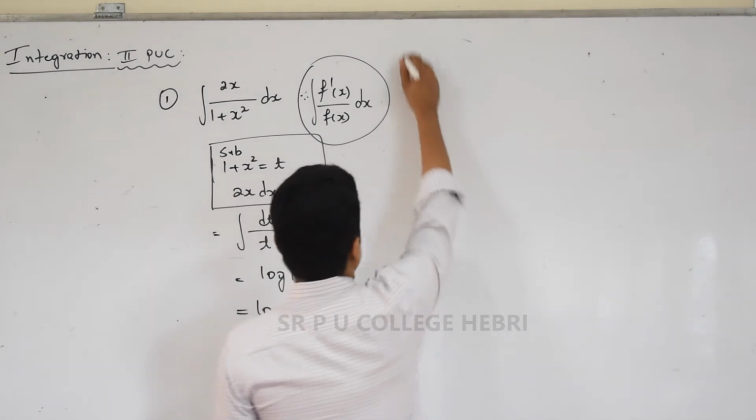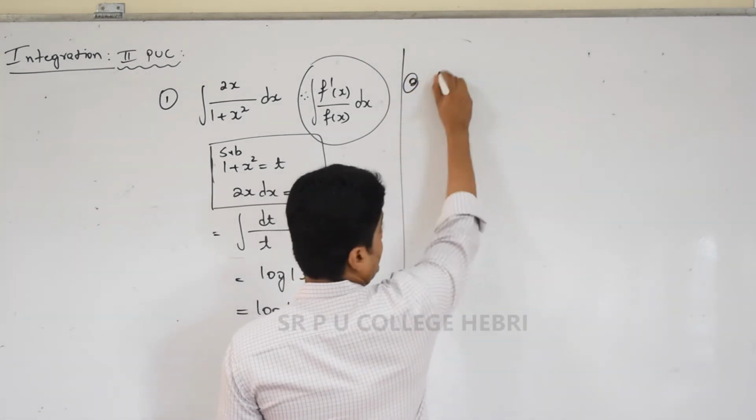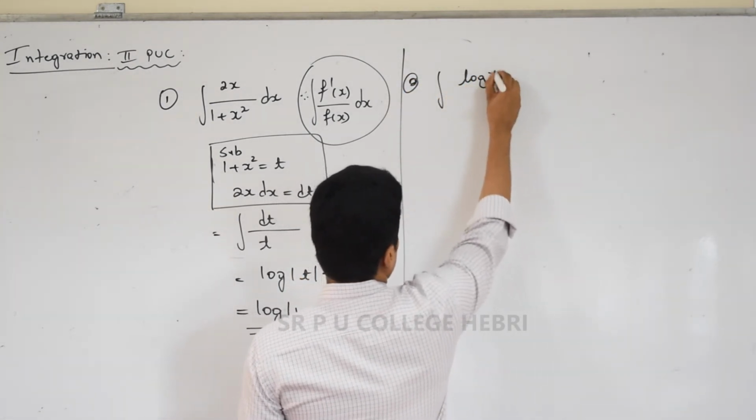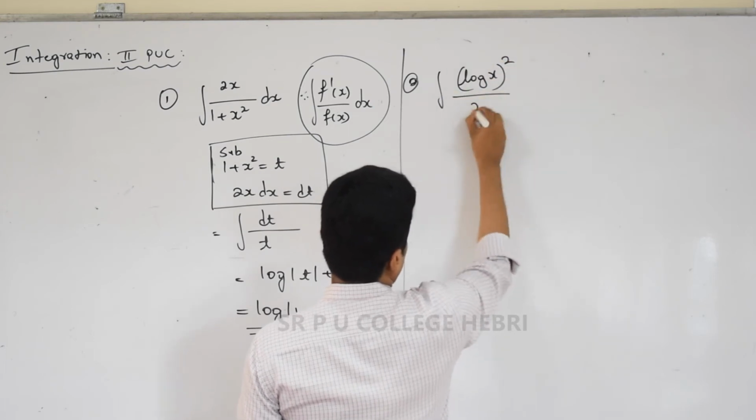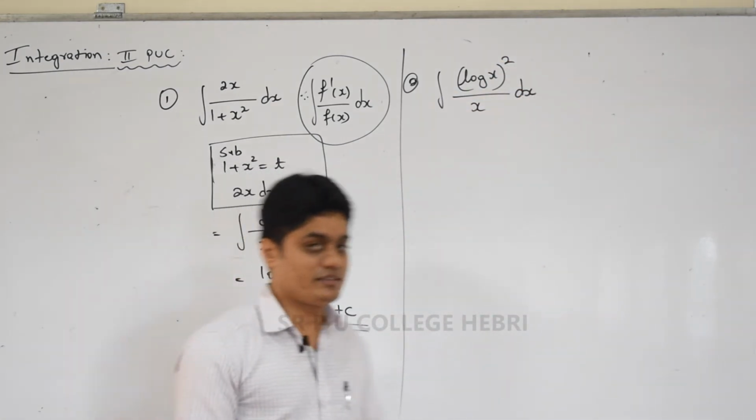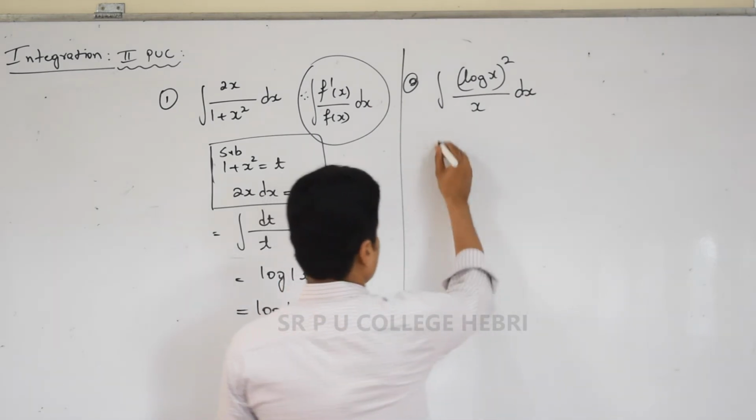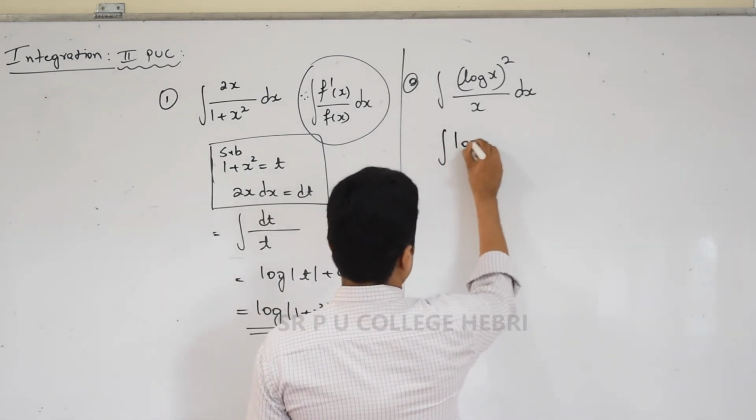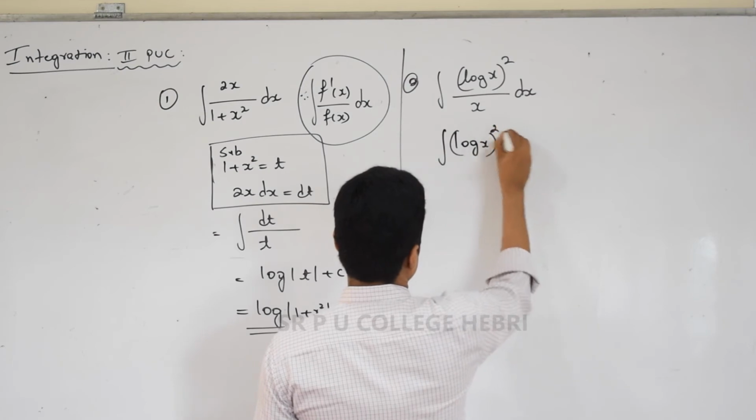So I'll take another one. The next one is log x whole square by x dx. Can you tell me which standard form this is in? Okay, I'll help you. First you write the given problem like this.